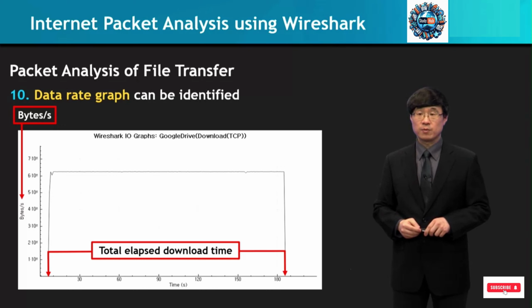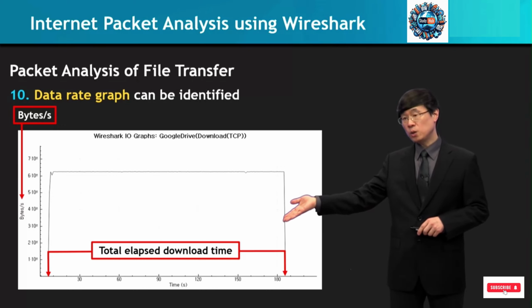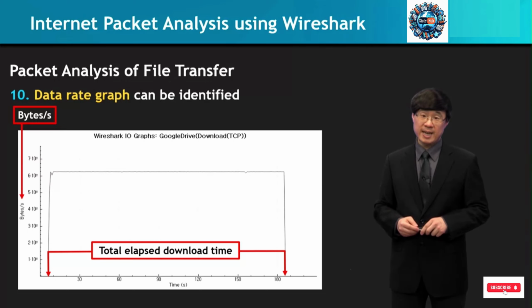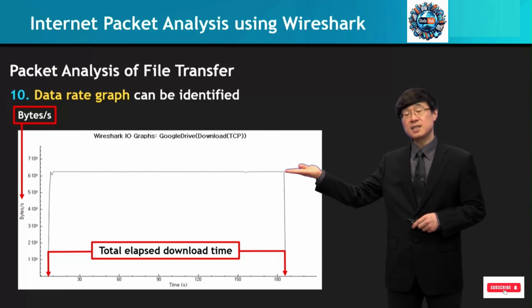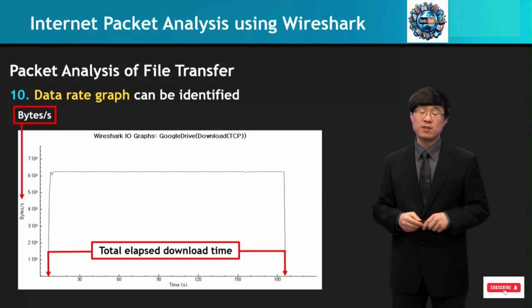In addition, from the graph, you can see the total elapsed download time, which is approximately 180 seconds, about 3 minutes. In addition, from this graph, you can see that right at this level, this is the average data rate that actually was used to send the file to us.